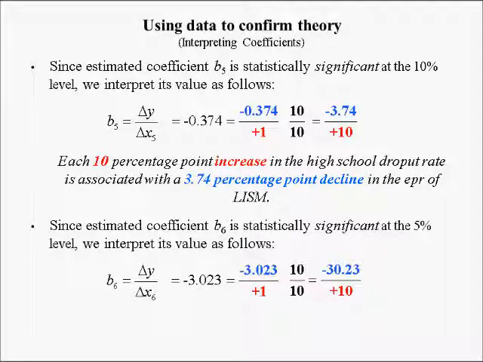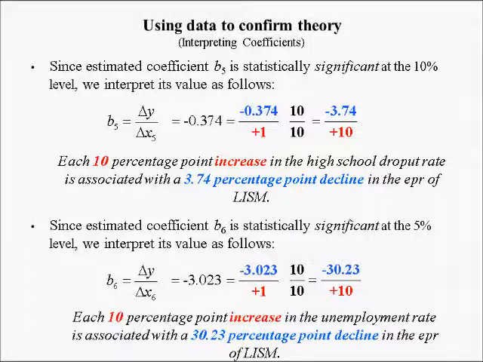So we have negative 30.23 divided by 10. What does this say? Each 10 percentage point increase in the unemployment rate is associated with a 30.23 percentage point decline in the employment population ratio.